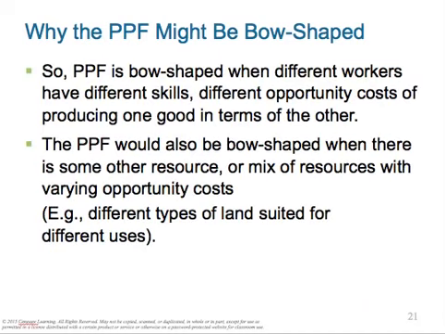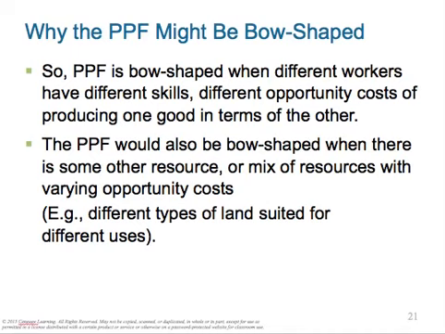Again, the bow-shaped production possibilities frontier is more realistic. However, the linear PPF is simpler to work with. We can learn a lot about how the economy works using a linear PPF. In Chapter 3, we'll use a linear PPF to show how trade can make two countries or two individuals better off.